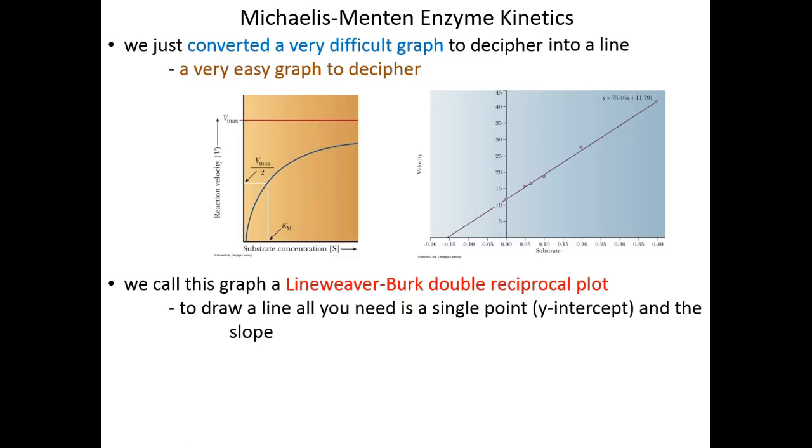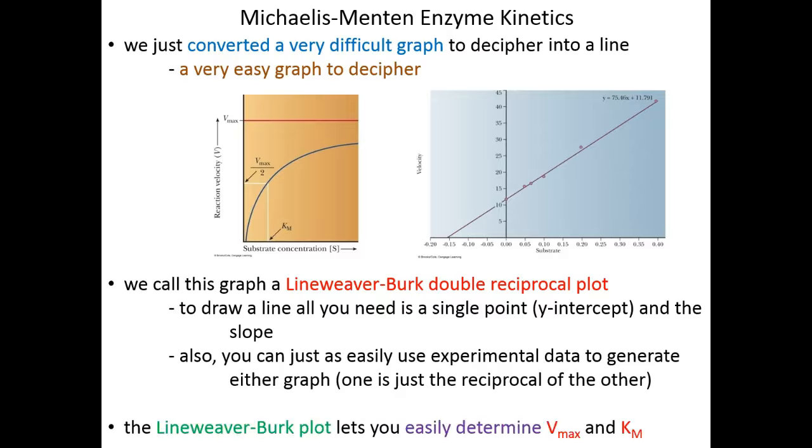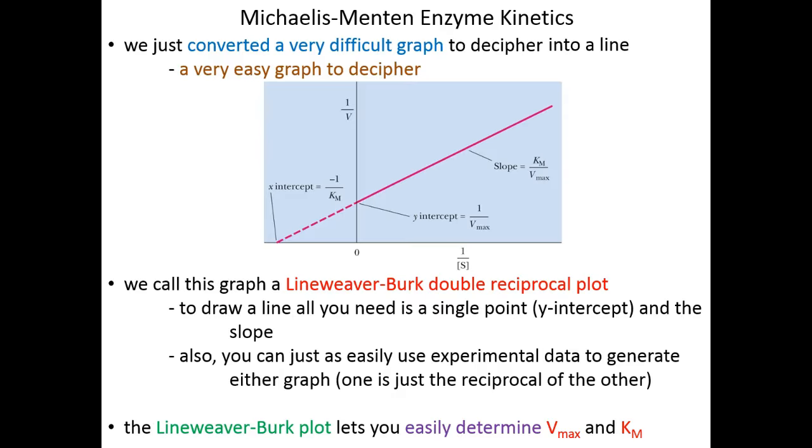To draw a line, as you know, all you need is a single point and the slope, or 2 points and a ruler. Also, you can just as easily use experimental data, as we did for the graph on the left, to generate either one of these graphs. Remember, these two graphs represent the same data, the same values. It's just that the graph on the right represents the reciprocal of the graph on the left. The reason why we're going through all this trouble is, unlike the Michaelis-Menten graph on the left, the Lineweaver-Burk graph allows you to very easily and unambiguously determine Vmax and Km, the values we were after.